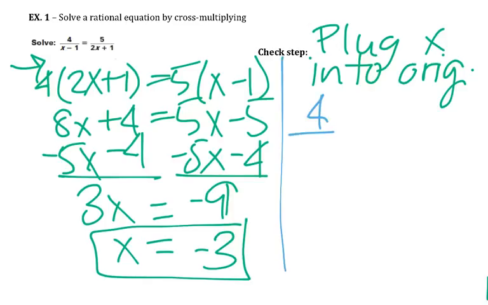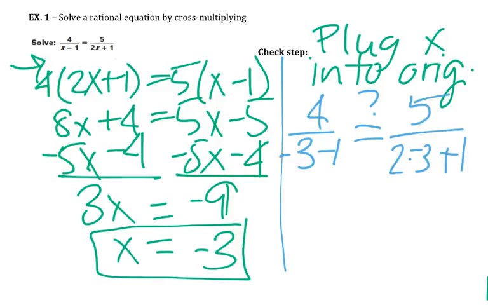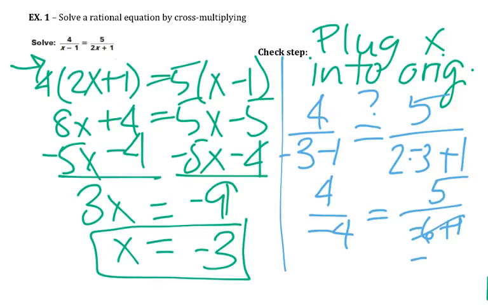So it's 4 over negative 3 minus 1. And we're testing, is that equal to 5 over 2 times negative 3 plus 1. So this is 4 over negative 4 equal to 5 over negative 6 plus 1. Negative 6 plus 1 is negative 5. So both of these are equal to negative 1. So this checks out. Negative 3 is our answer.